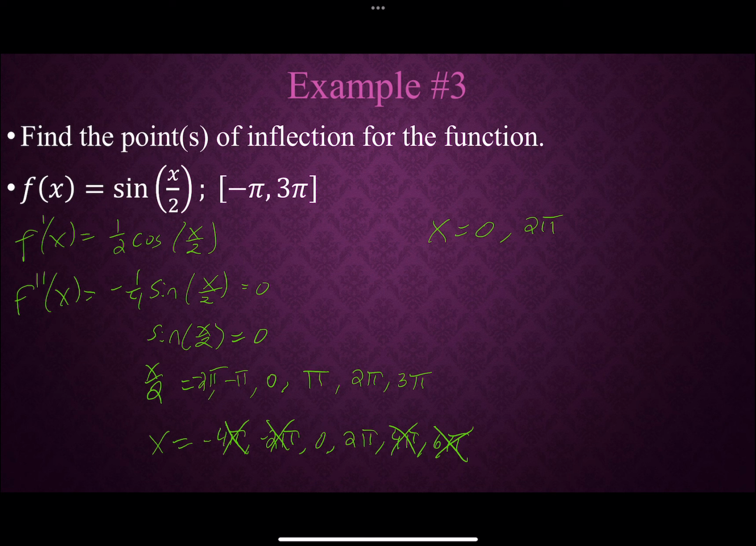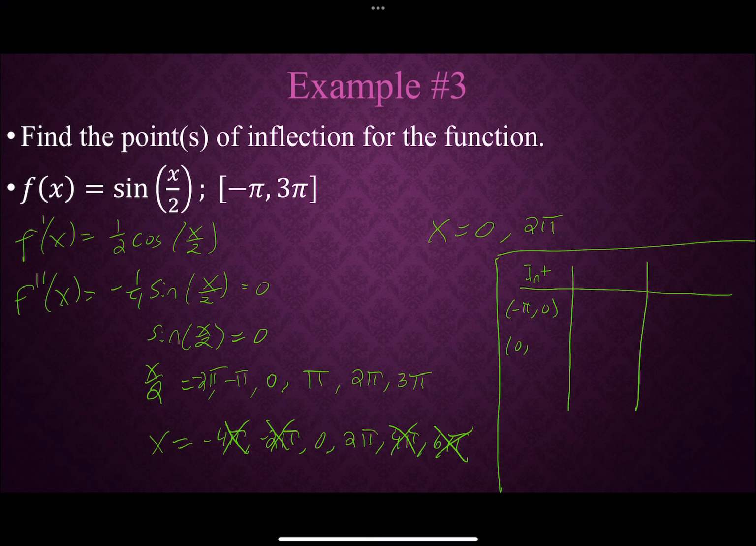We still need to set up essentially the first derivative test, but for points of inflection. We're going to see, is there a change in sign here? So we go ahead and set up our table. So we have our interval. We would go from -pi to 0, 0 to 2 pi, and then 2 pi to 3 pi. We'll test -pi over 2, positive pi, and then 5 pi over 2. And we'll see whether we get a plus or a minus sign. So -pi over 2 divided by 2 would be -pi over 4. Sine of -pi over 4 is -√2 over 2, so it's a negative value.